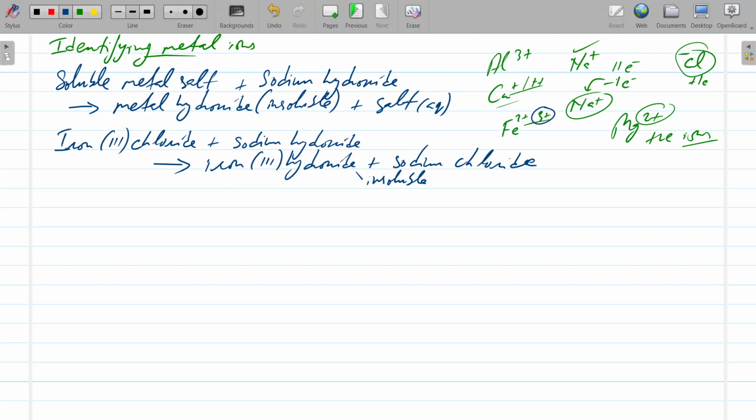Can you please explain it again? Right, and this insoluble metal hydroxide is often colored. So whatever colored precipitate is forming, the color of the precipitate will help you identify which metal was in the solution that you were testing.